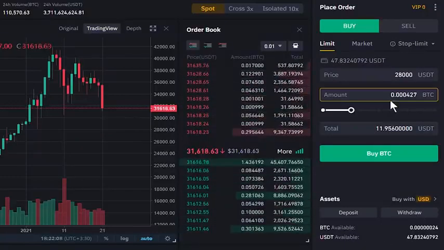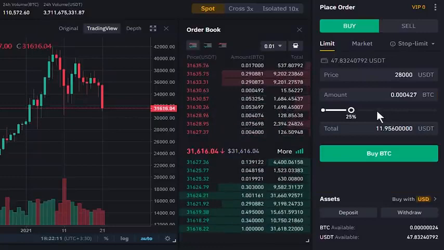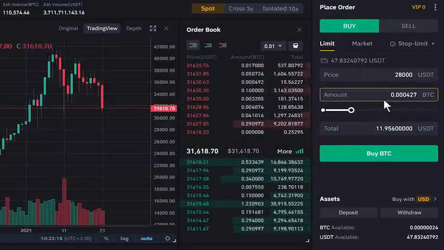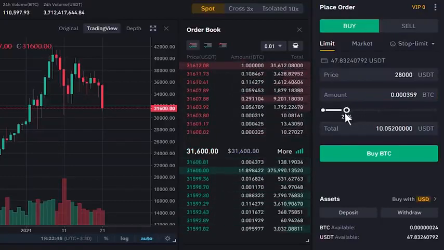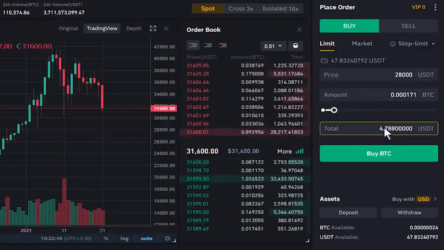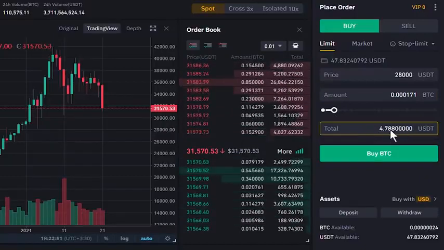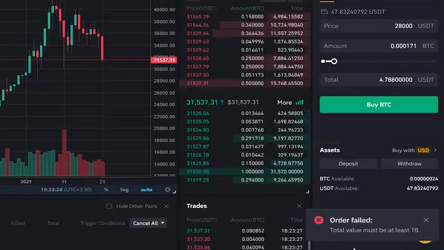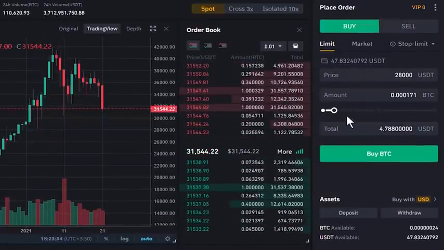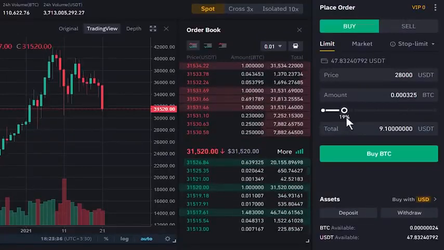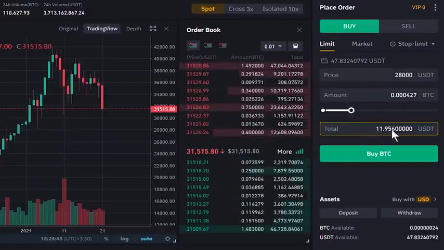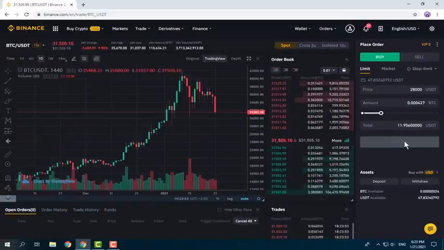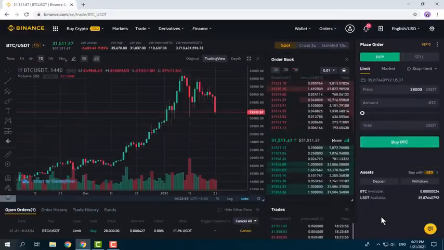And one thing I forgot to say in market order is that the minimum amount of order that you can place in Binance is 10 Tether. For example, if I make my order less than $10, as you can see here, and I click on buy BTC, the order fails, and it says total value must be at least 10. By making it 25% again, which makes the total amount above 10, and clicking buy BTC, the order is successfully placed.